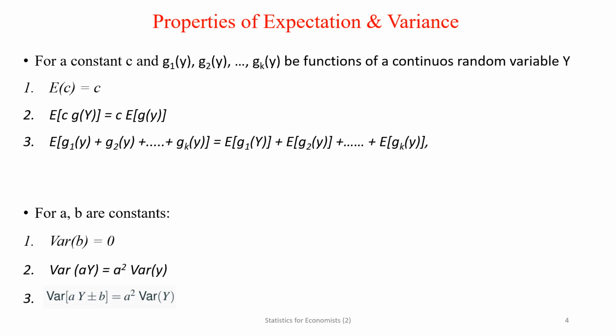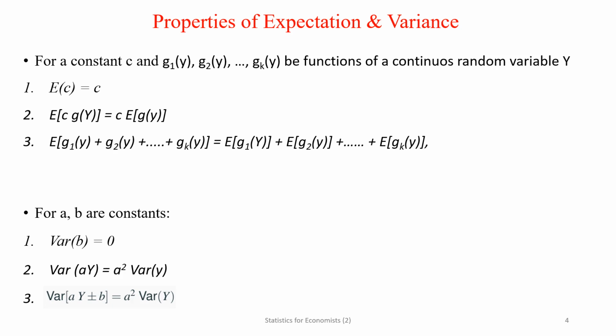If we have different functions, g1, g2 till gk, what's the expected value of g1 plus g2 till gk? It's the sum of the expected values of each one of them. Expected value of g1 of y, plus the expected value of g2, plus the expected value of g3, and so on.